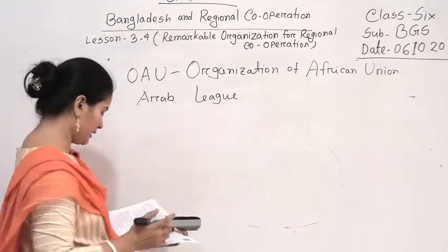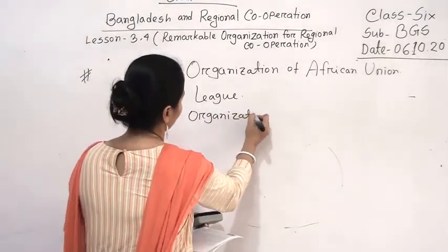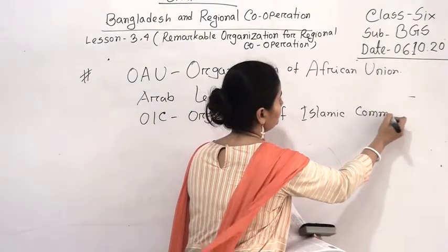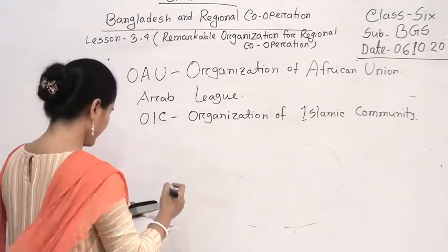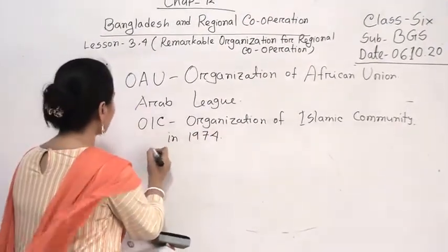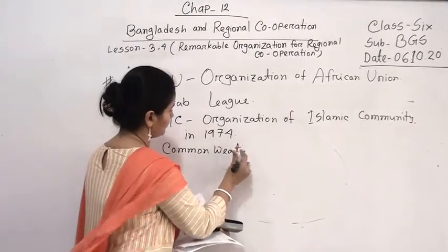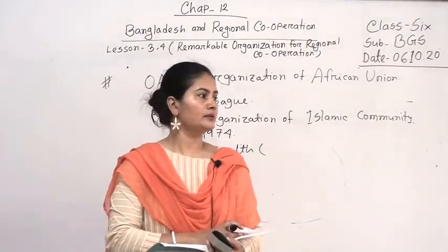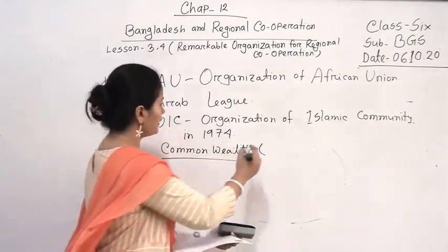And there is another organization, OIC, Organization of Islamic Community. All the Muslim countries of the world are members of OIC. Bangladesh attained the membership of OIC in 1974. Bangladesh is also a member of the Commonwealth. Those countries which were members of the United Kingdom are members of the Commonwealth. And there are 54 members.